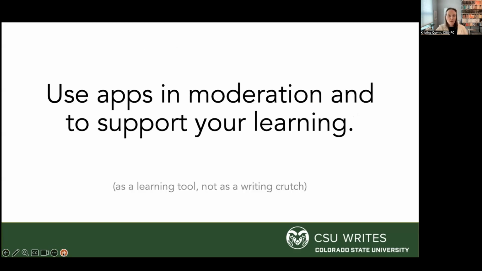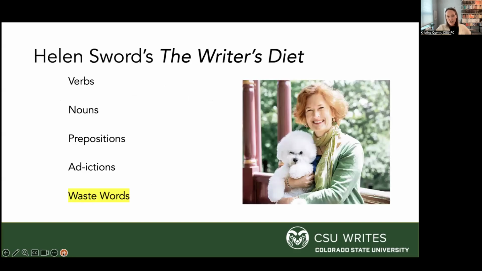Using apps or those kinds of word supports, the word generators, ChatGPT, right? Use them as a support for your learning and not as a crutch.